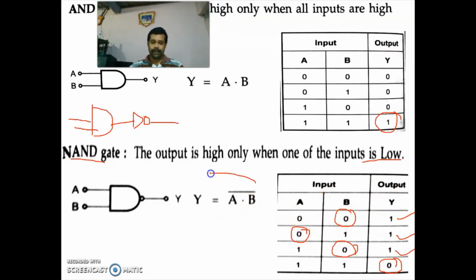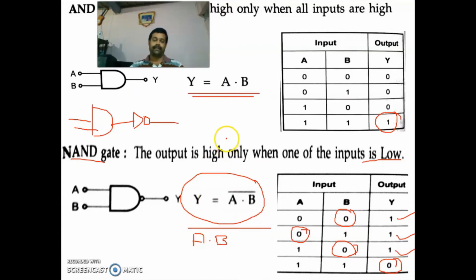And this is the Boolean expression or logical expression of the NAND gate. This is the logical expression of the AND gate: Y is equal to A into B. So if you complement the output of your AND gate, you will be getting the NAND gate.